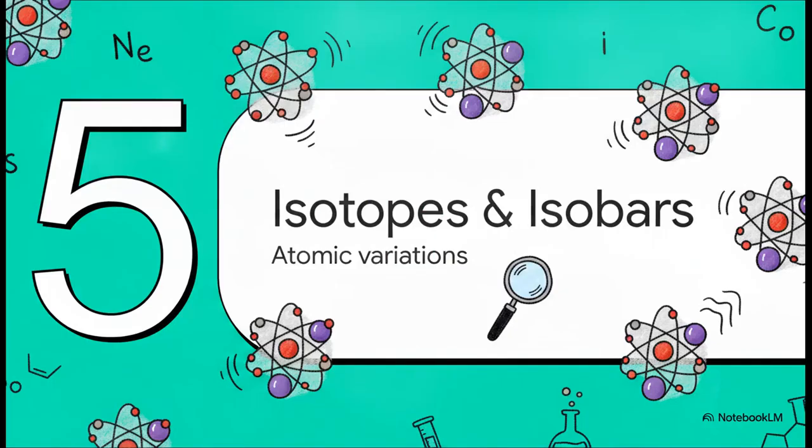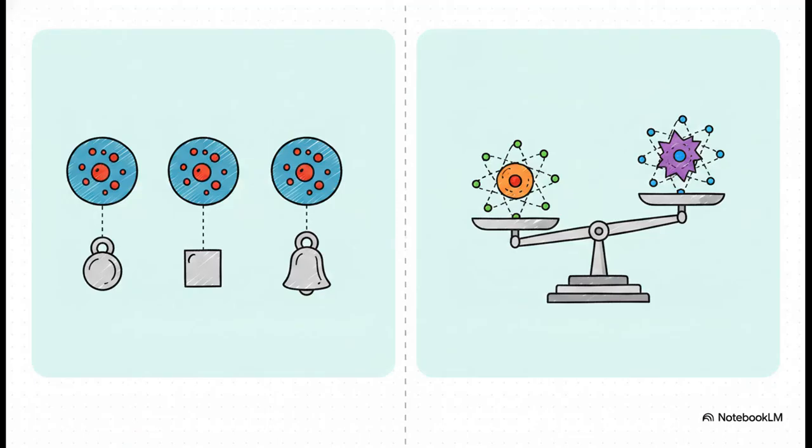Moving into Section 5, Evaluating Isotopes and Isobars. You've got to notice the stark contrast between these two concepts because they are super easy to confuse. On the left, we have isotopes. These are atoms of the exact same element. Think carbon-12, 13, and 14. They share the same atomic number, Z. That means they have identical electron configurations and, naturally, very similar chemical properties. However, their mass numbers are different simply because they contain a different number of neutrons.